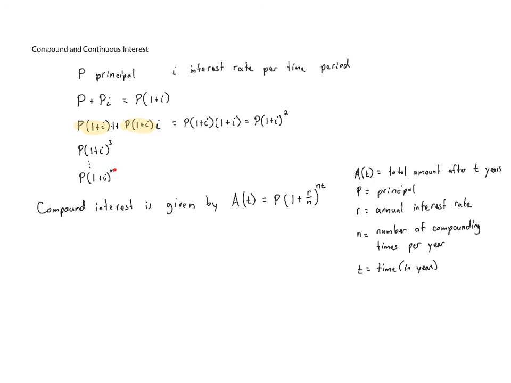And then, instead of n, we have n times t, because if we have n compounding periods per year, and if we're investing our money for t years, then the total number of compounding periods over the course of those t years is n times t. So this is our formula for compound interest. At this point, you don't need any of the stuff up here. This was just me trying to work out why the formula looks like this.